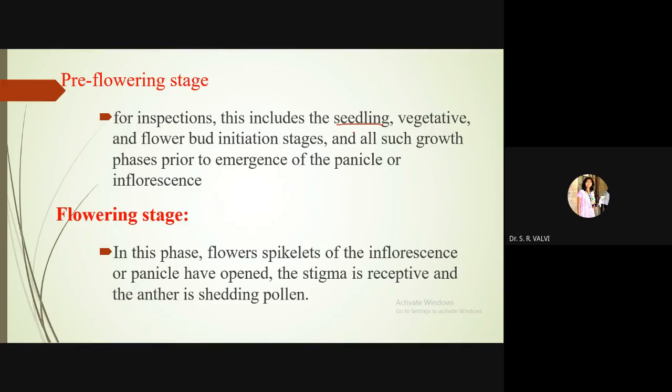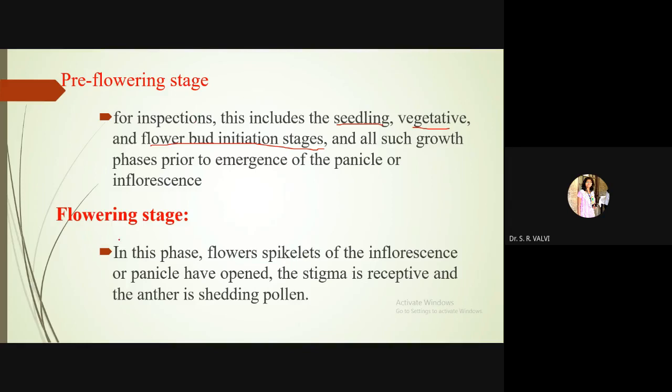So all these things you have to mention there. Then the vegetative and flower bud initiation stage. Again, these things you have to remember and learn, and note them in your diaries, or a field inspector should note down all these characteristics. So all such growth phases prior to the emergence of the panicle or inflorescence, all these characteristics you have to remember in the case of the pre-flowering stage.